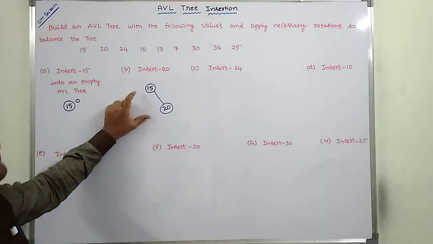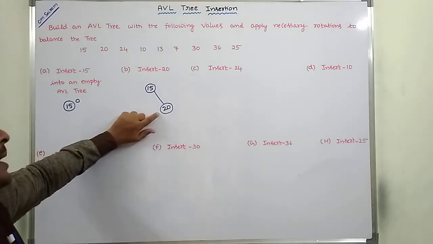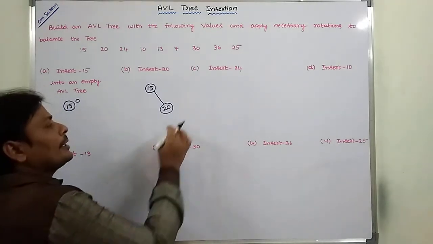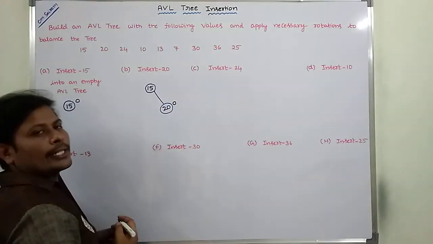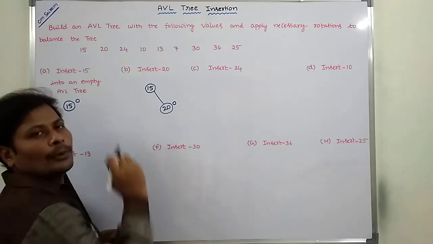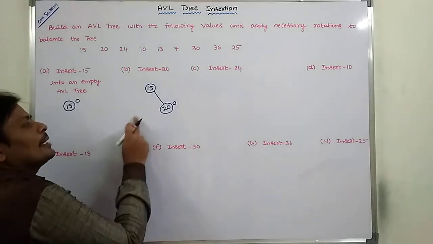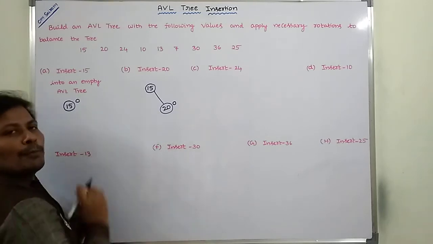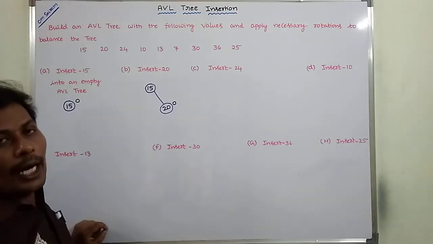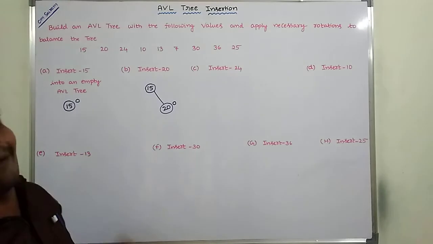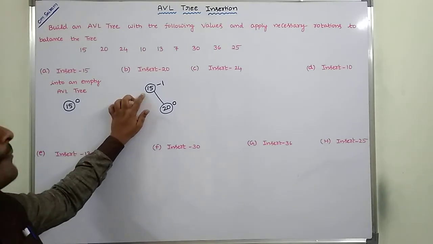Now what are the balance factors for these nodes? Consider element 20. Element 20 has no left child and no right child, so the height of the left child is 0 minus the height of the right child, which is also 0. So 0 minus 0 is equal to 0. Now go for node 15. For node 15, there is no left subtree, so the height of the left subtree is 0. Next, the height of the right subtree contains one edge, so the height of the right subtree is 1. 0 minus 1 is equal to minus 1. So the balance factor for node 15 is minus 1.